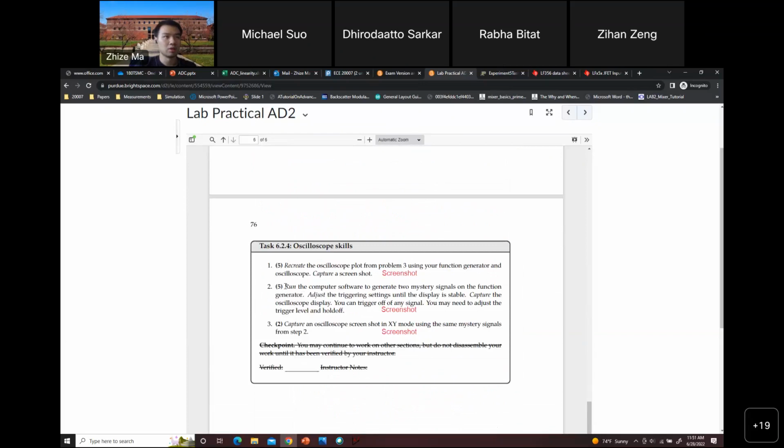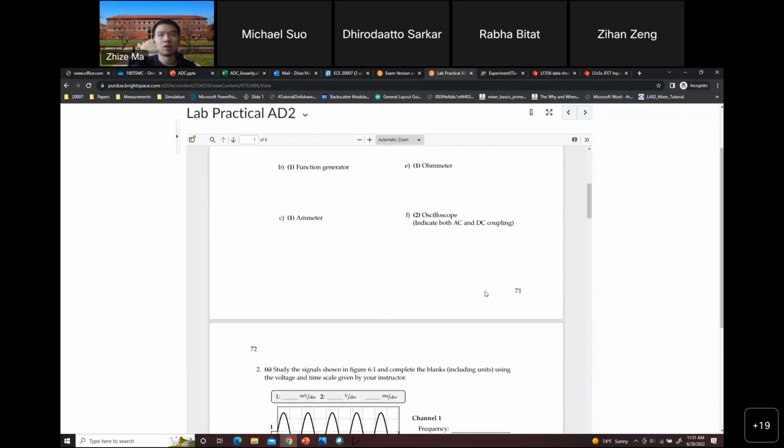And then step number 2 in the last task is a mystery signal, which you did something similar to, I think, in lab 3 or lab 4. So you know how to open the mystery signal. The mystery signal document will be given after you submit the take-home portion. And also for the last task, make sure you take a screenshot for each step.